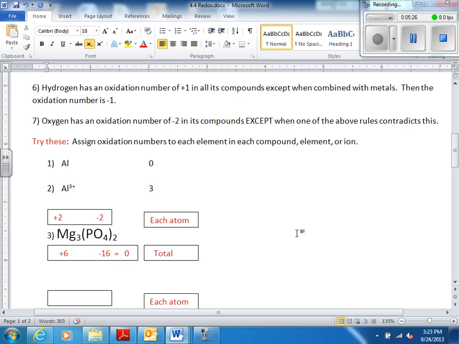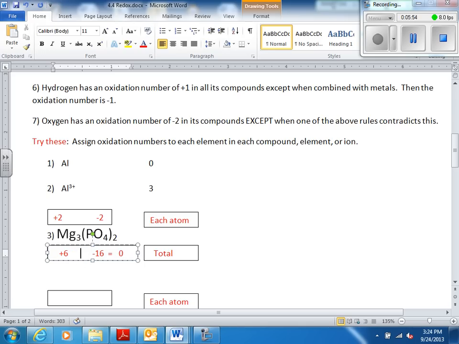Okay, so putting the total for all of the atoms or ions down at the bottom, and each by itself up on top. So now, how do we get the P right here? Well, we know that the total here must add up to 0. And I ask myself, what must this number be in here to make this total add up to 0? Can you figure it out? We have to have a plus 10.